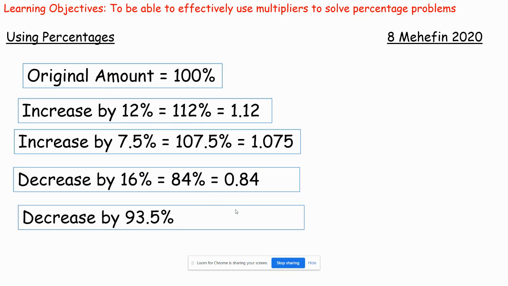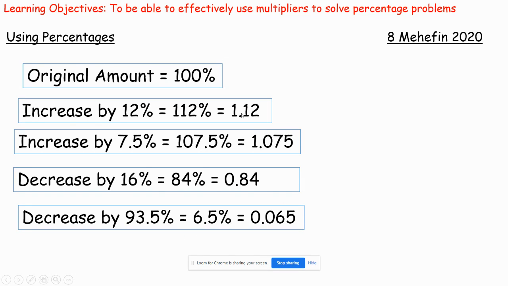Let's look at one more. If we want to decrease by 93.5%, it's a big decrease, we're taking that 93.5 off 100. If you take it off 100, you are left with 6.5%. Now we want to turn that 6.5% into a decimal. We're going to be dividing by 100. Got to be careful here because it would be very easy to get something like 0.65, but it's actually 0.065. Divide by 100. If you've got a calculator, use it.